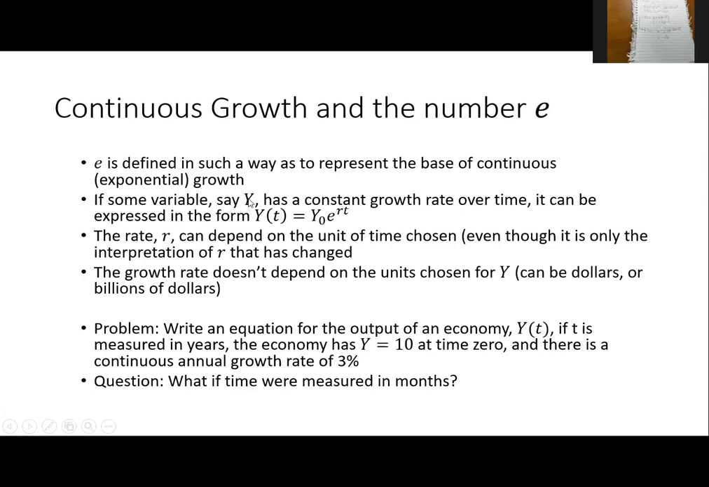So looking at this y, let's once again say y is national income here. If y has constant growth rate over time, it can be expressed in the form y of t, where t is time, equals y0, the value of y at time 0, times e to the rt, where r is the rate of growth. It's the growth rate. And the growth rate does depend on the unit of time chosen. If t is measured in years, then of course r should be the yearly growth rate. If t is measured in days, then r should be the daily growth rate. But as long as it matches, this formula will work.